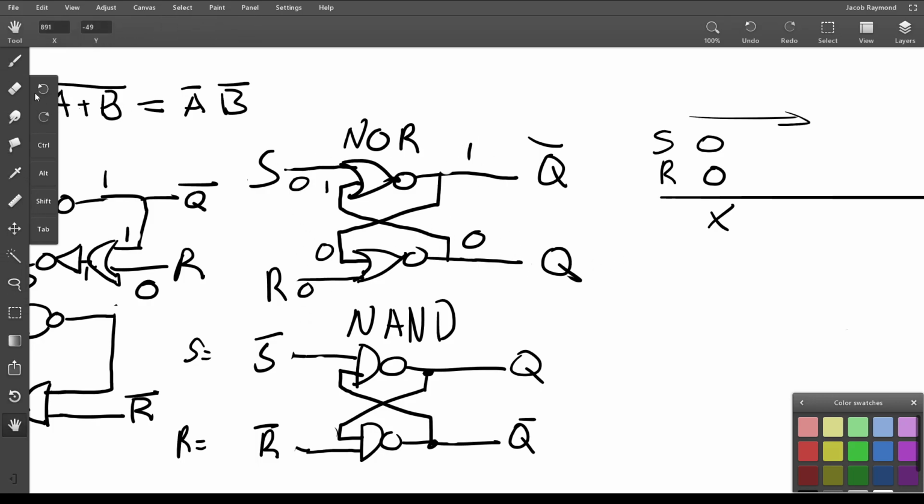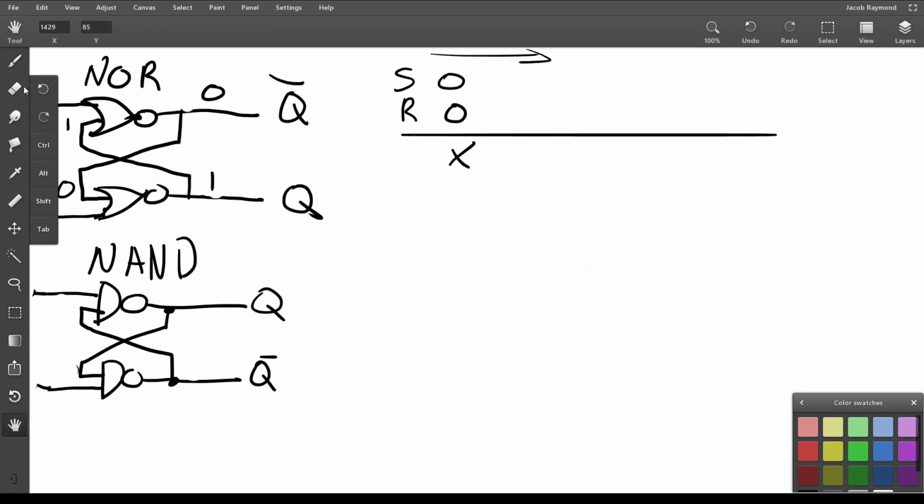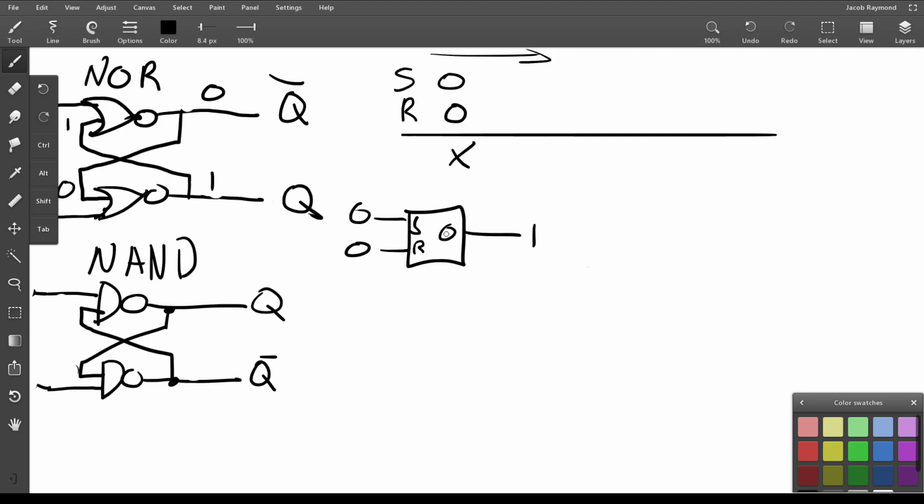But if the current state is a 1 and you input 0, 0, it just outputs a 1. So that would be analogous to my box here. I have my S and R input. At one point in time, I pass in 0, 0, and it outputs a 1. But at another point in time, I input a 0, 0, and it outputs a 0, right?